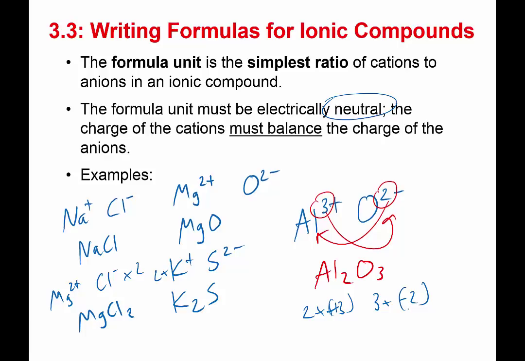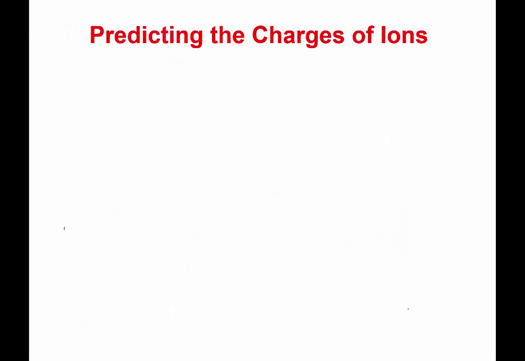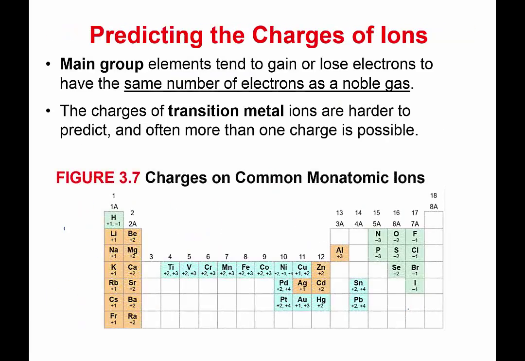Now, how did I know the charges of these different elements? Well, you can see from this table, it's figure 3.7 in the textbook. Some elements always have the same charge. In particular, the main group elements will often gain or lose electrons so that they have the same number of electrons as one of the noble gases. So remember, the noble gas is this group.